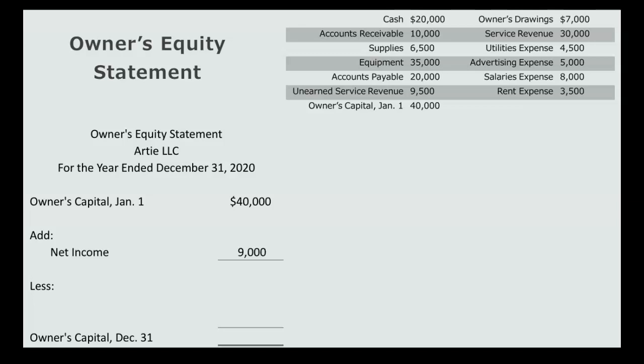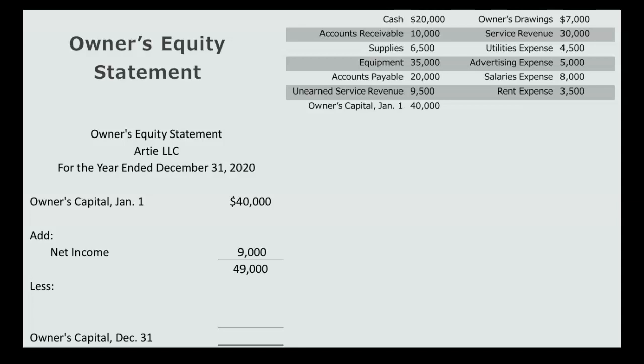But we did find out that there was a $9,000 net income. So we want to add that here on our owner's equity statement. And then we see the line underneath that 9,000. That means that we're going to have to do some math. So what we do is we take our beginning owner's capital of 40,000 and we add in the 9,000 of our net income. So it tells us that right now we're sitting at 49,000. That's just a way to update our numbers before we go into the less section of the statement.